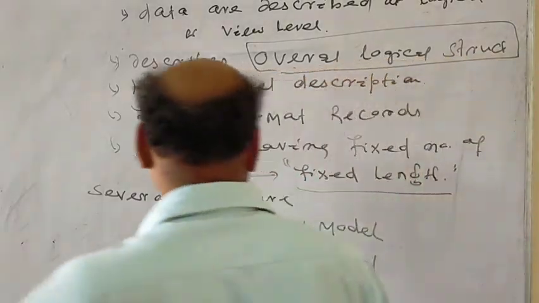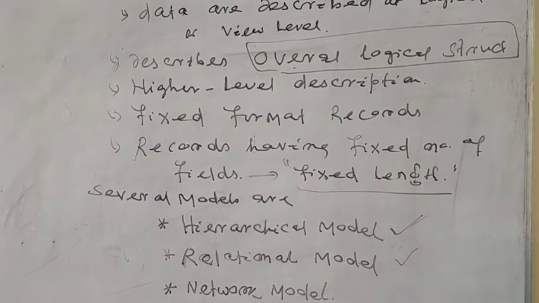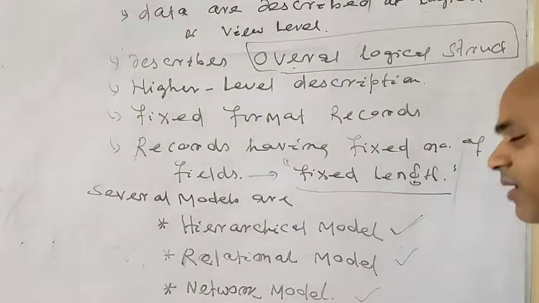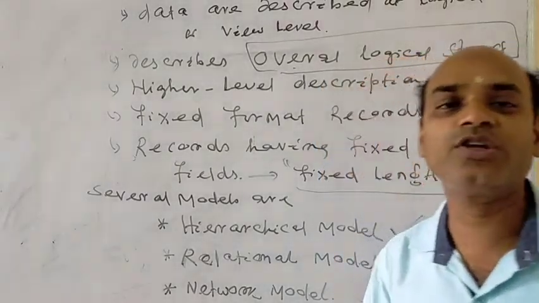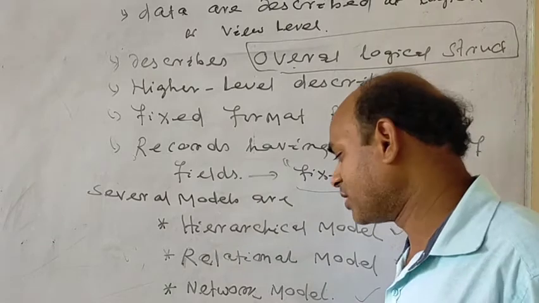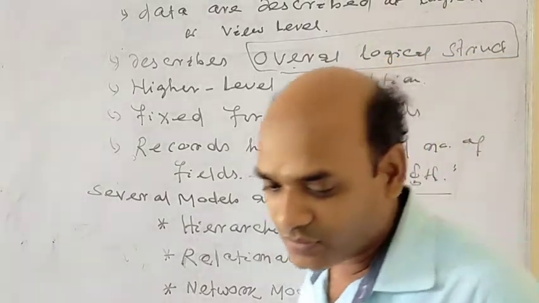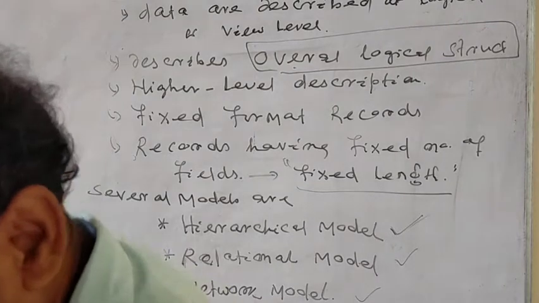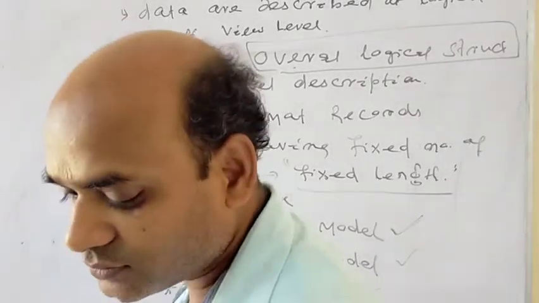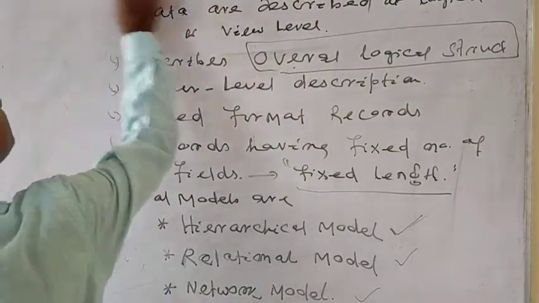Examples of these models are the hierarchical model, where tree structures are used, and the relational model, where relational algebra and relational calculus are used for the database. In the case of the network model, there is the DBTG set we will study, or the data task group or Codasyl model can also be used. So this is all about the different models of database management system. Now we are going to study the ER model, which is the object-based logical model.